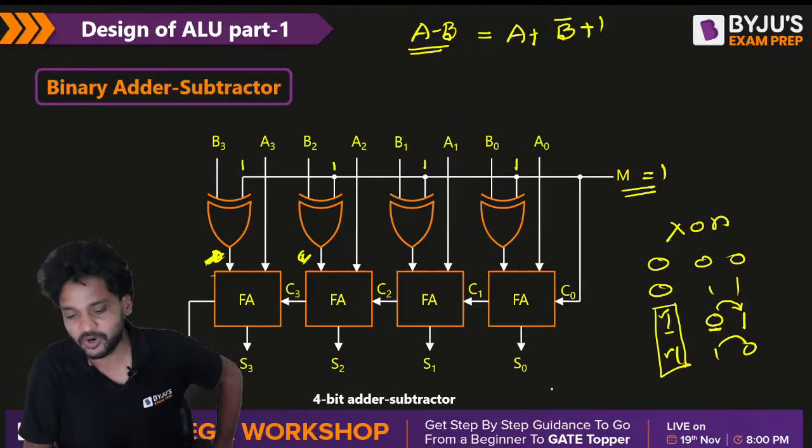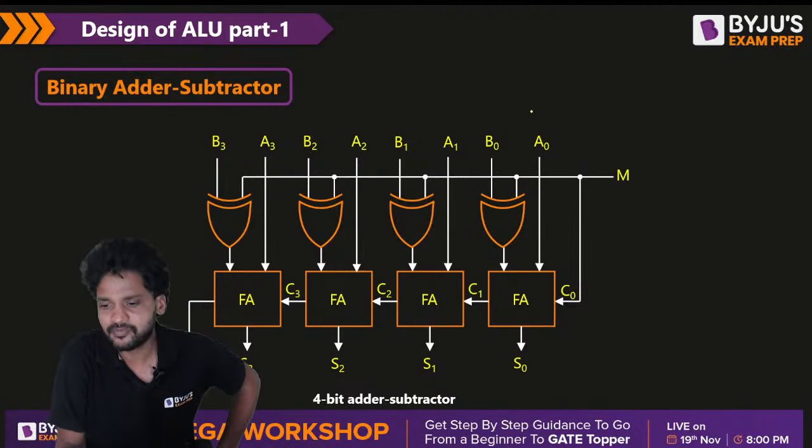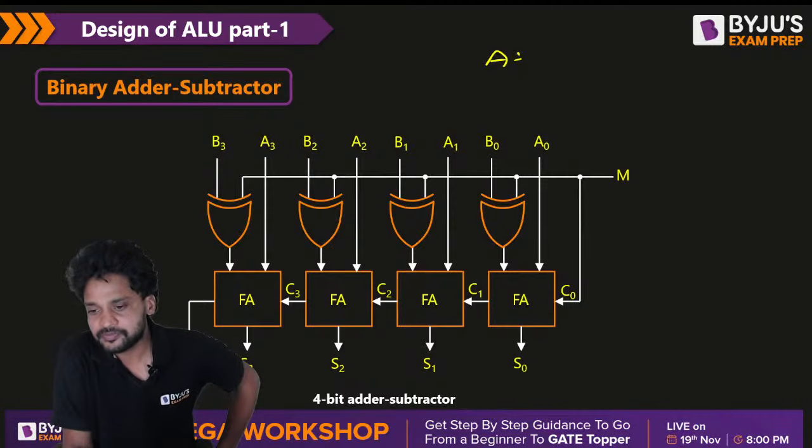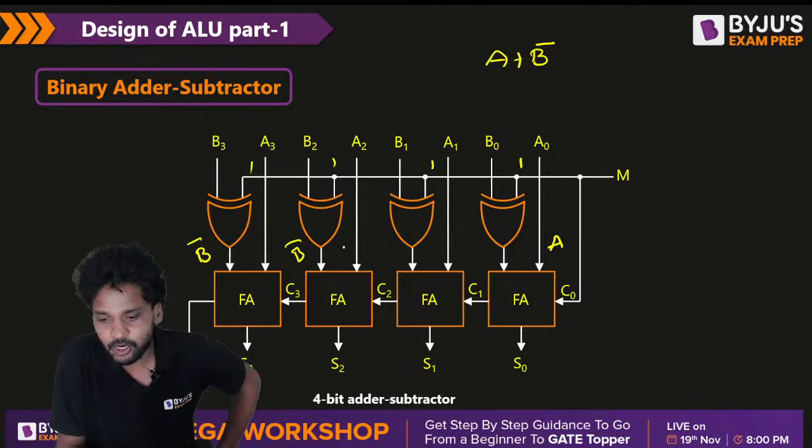So in that case, what is going to happen? Our circuit is going to perform A plus B complement. Yes or no? This is A. As one input of the XOR gate is equal to 1, all XOR gates will give you B complement.